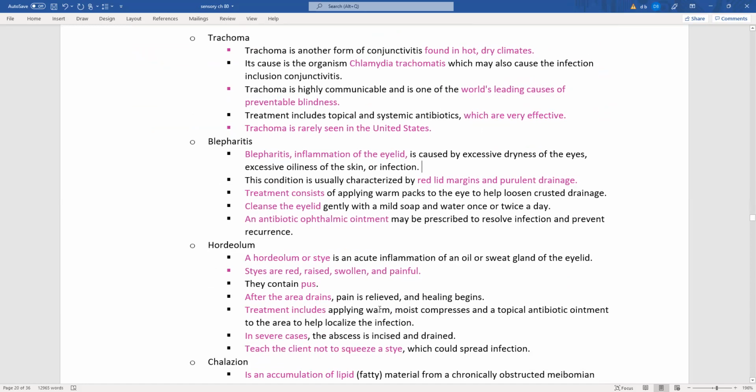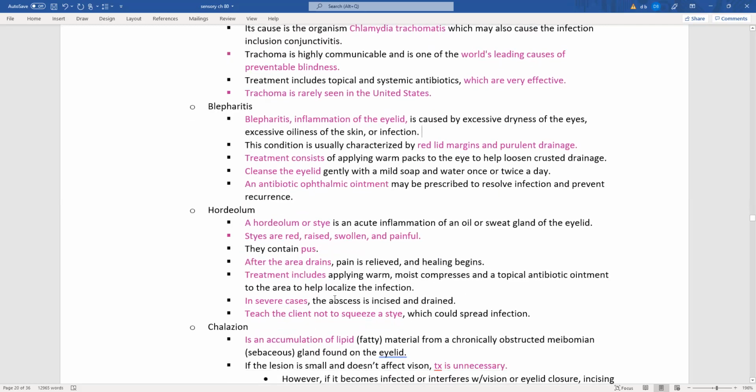Treatment includes applying warm, moist compresses and a topical antibiotic ointment to the area to help localize the infection. In severe cases, the abscess is incised and drained. Take care not to squeeze the sty, which could spread the infection.